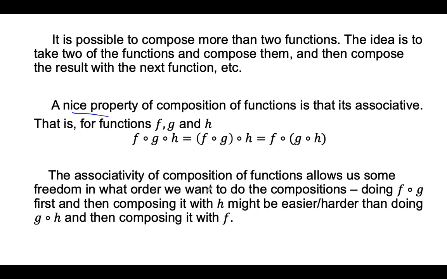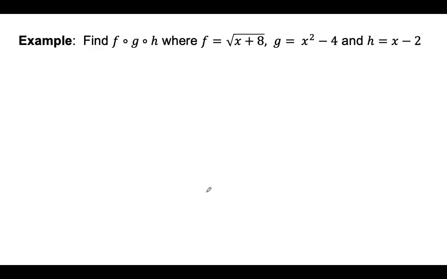So the associative composition of functions gives us the freedom in which order we want to do the compositions. It depends on what those functions actually are. Some might be easier or more difficult. So it's about thinking which one should we compose first. For this example, where we have f, g, and h, let's write it down and try to work on this together.